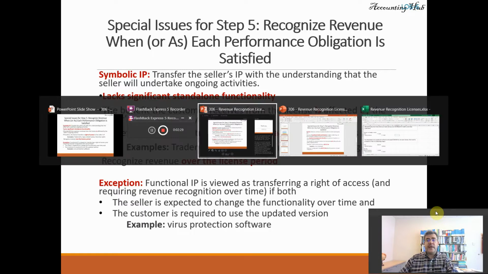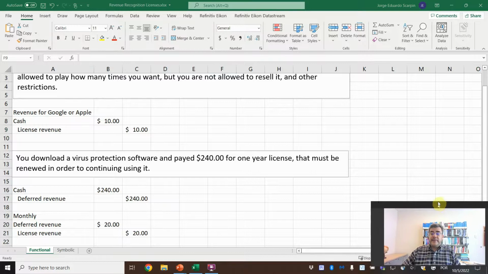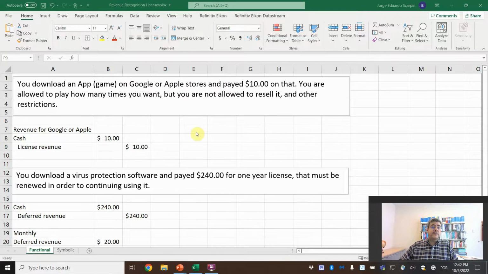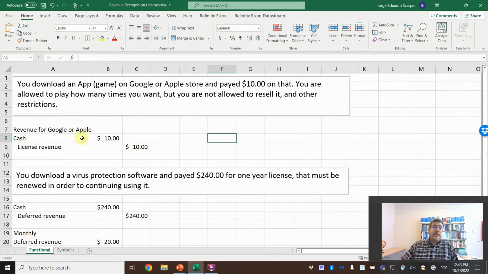So let's go to the Excel file, and then we go back to the symbolic license. So here, you download an app, a game, for instance, on Google or Apple store, and pay $10 for that. You are allowed to play as many times as you want, but you are not allowed to resell it, and there are other restrictions. If you go to any app that you download, there are tons of restrictions over there. So the entry for Google or Apple is cash and license revenue, $10.